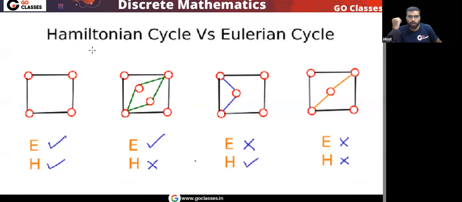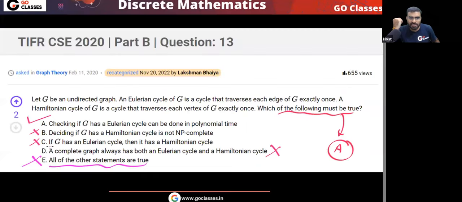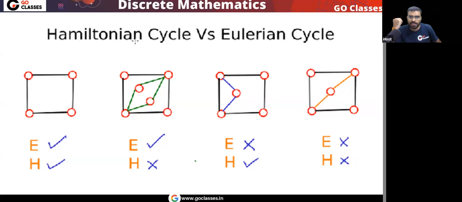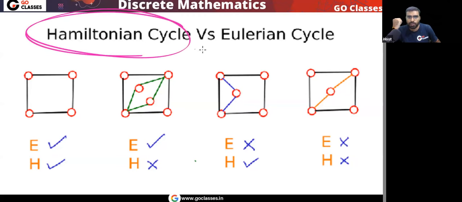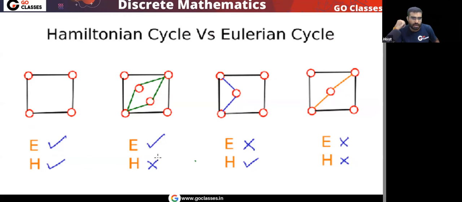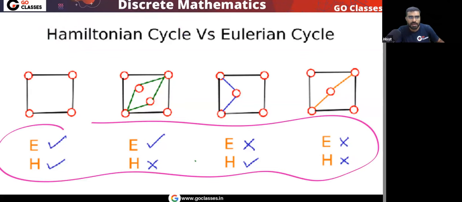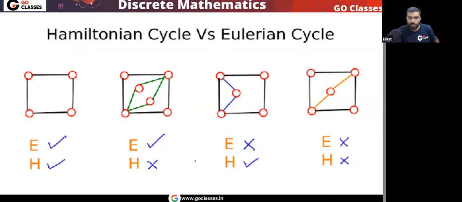You can see this point is important. In this question, option C is interesting. Remember, there is no relationship between Hamiltonian cycle and Euler cycle. For example, in this graph you have both of them. In this graph, you have an Euler cycle but you don't have a Hamiltonian cycle. In this graph, you have a Hamiltonian cycle but you don't have an Euler cycle. In this graph, you have none of them. So there is no relationship between these two. All things are possible.